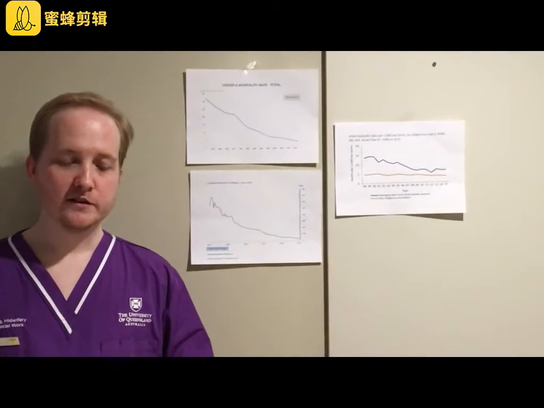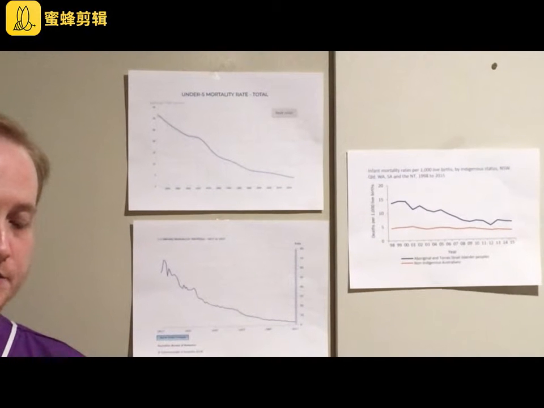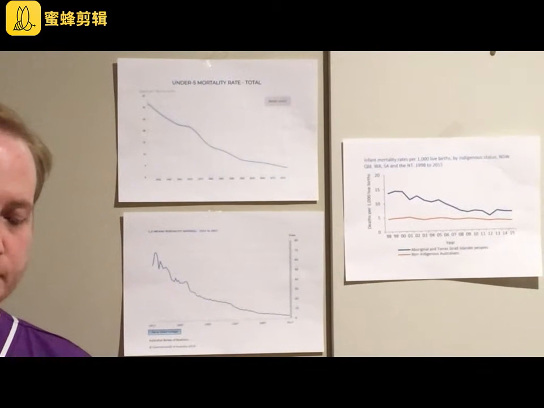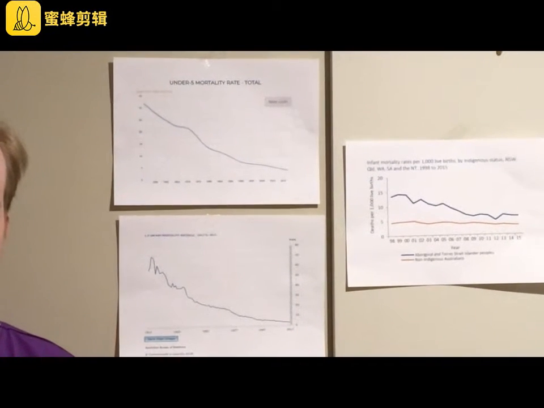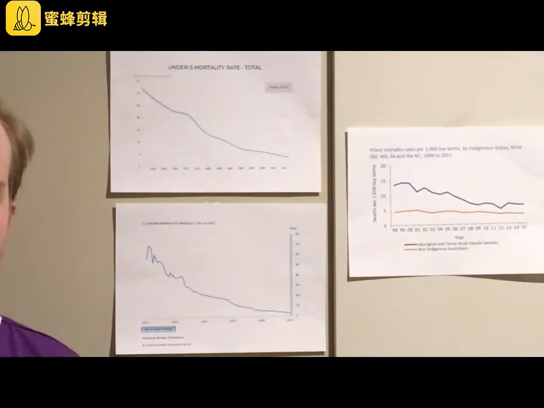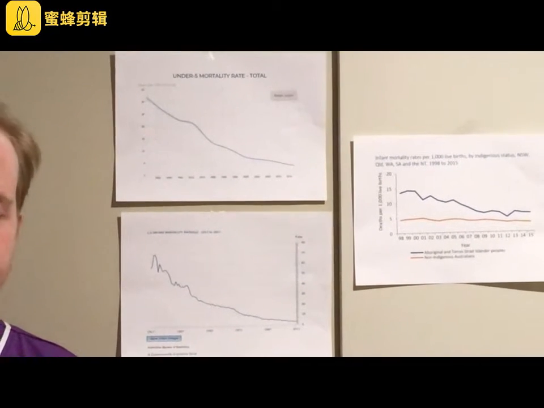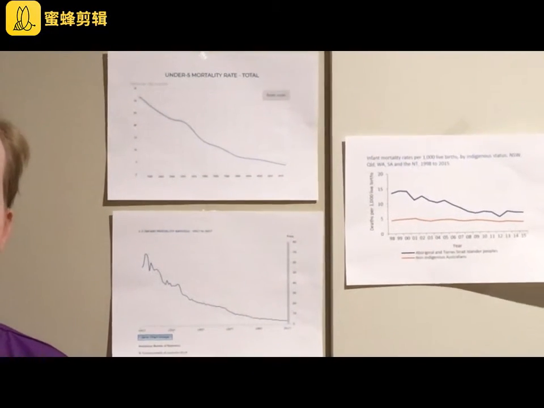Firstly, I'd like to draw your attention to these two graphs to my left. As you can see from these, the overall mortality rates for infants and children under the age of 5 have decreased significantly over the last 50 years, from around 10 deaths per 1,000 births in the 1980s to 3.3 deaths as of 2017. You can also observe a very similar change in children under the age of 5 within these timeframes as well.